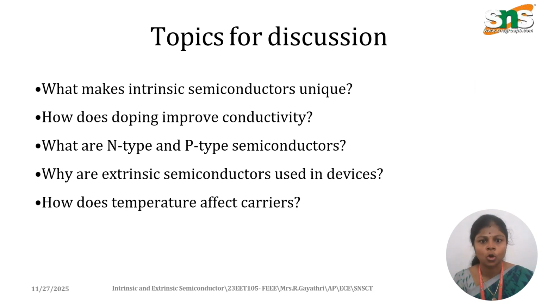Let's now have the topic for the discussion. Today I am going to discuss what makes the intrinsic semiconductor unique, and what are the doping material and dopant used in the extrinsic type of semiconductor, and the types of extrinsic semiconductor, n-type and p-type, and where the extrinsic semiconductor will be used, and how the temperature will be affecting the charge carriers, where the charge carriers are nothing but electrons and holes.